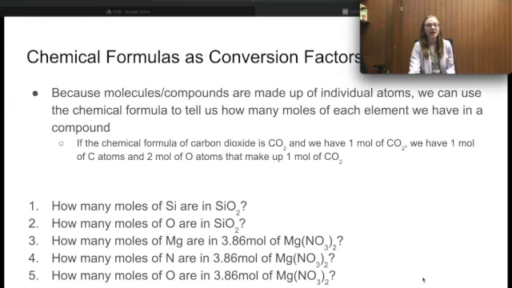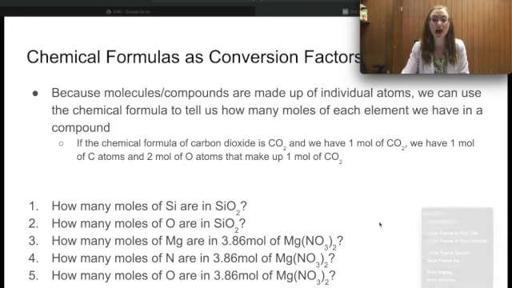Okay, so we have one last topic to cover in this chapter, and it's just, again, a bit more of conversion. We just kind of want to know, if I have a molecular compound, molecules and compounds are made up of individual atoms, right? Well, the thing is we can use the chemical formula to determine how many moles of each element we have in a compound, okay? So in the chemical formula of carbon dioxide, for example, for every 1 mole of carbon dioxide we have, that is actually made up of 1 mole of carbon atoms and 2 moles of oxygen atoms.